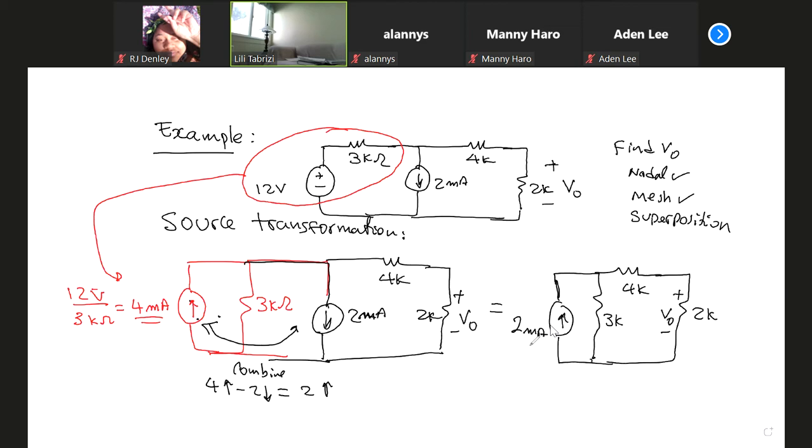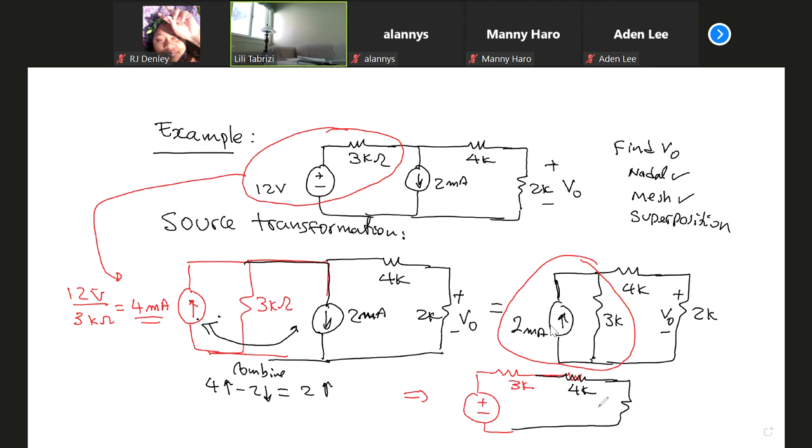Okay. Again, source transformation. Now you see these two in parallel. According to source transformation, you can convert it to series. Any current source in parallel becomes a voltage source in series, 3 kilo. The rest of the circuit is the same, 4 kilo and 2 kilo. And we have plus or minus V0.